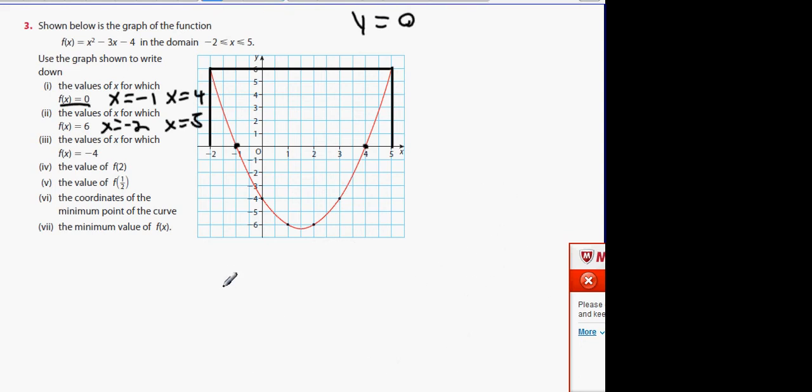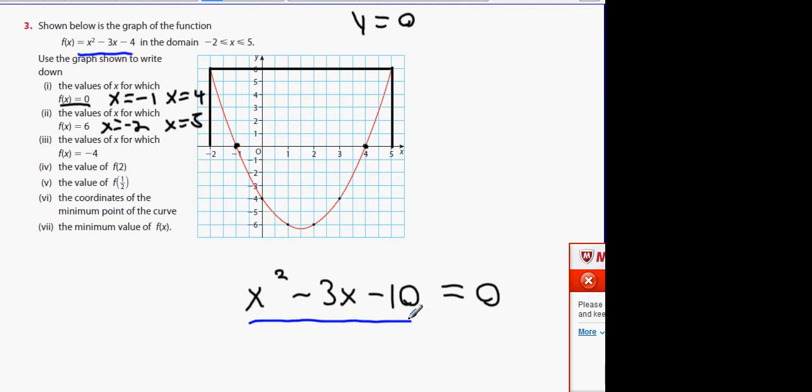Can anybody tell me what this equation is? I'll show you now. Now, okay, compare this equation to the one we just drew. What can you tell me? What are the similarities between both equations? You have the x squared and the minus 3x. The only difference is the minus 10 at the end, isn't it?